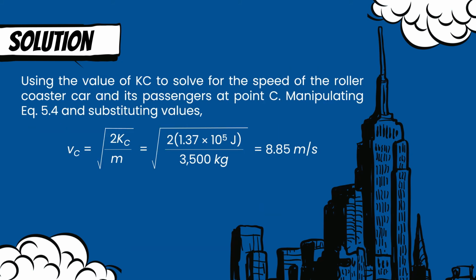Using the value of K sub C to solve the speed of the roller coaster car and its passenger at point C, we manipulate the equation 5.4 and substitute the values. V sub C is equal to the square root of 2 K sub C over M, which is equal to the square root of 2 times 1.372 times 10 raised to 5 joules over 3,500 kilograms, which yields 8.85 meters per second.